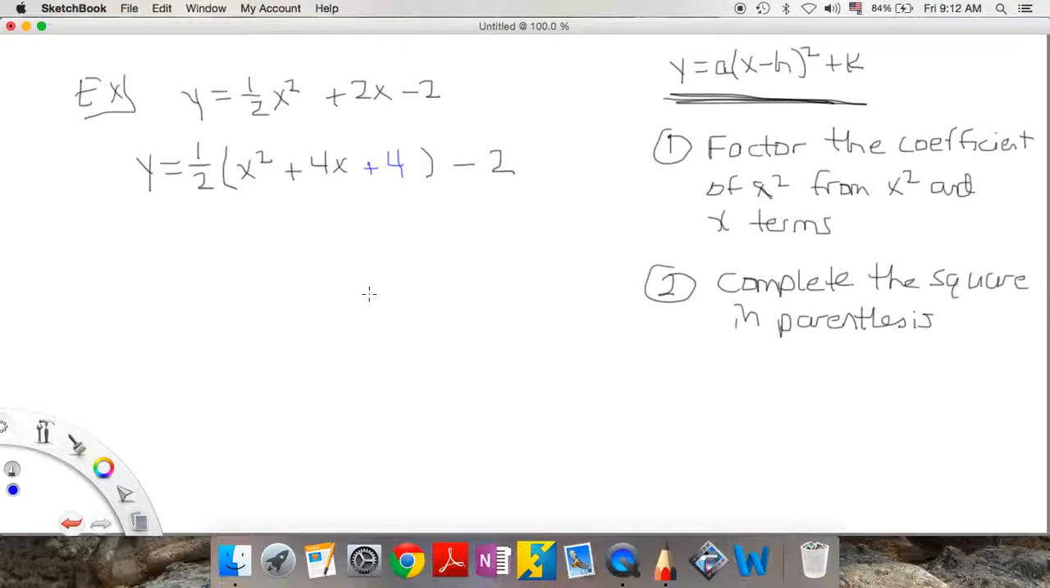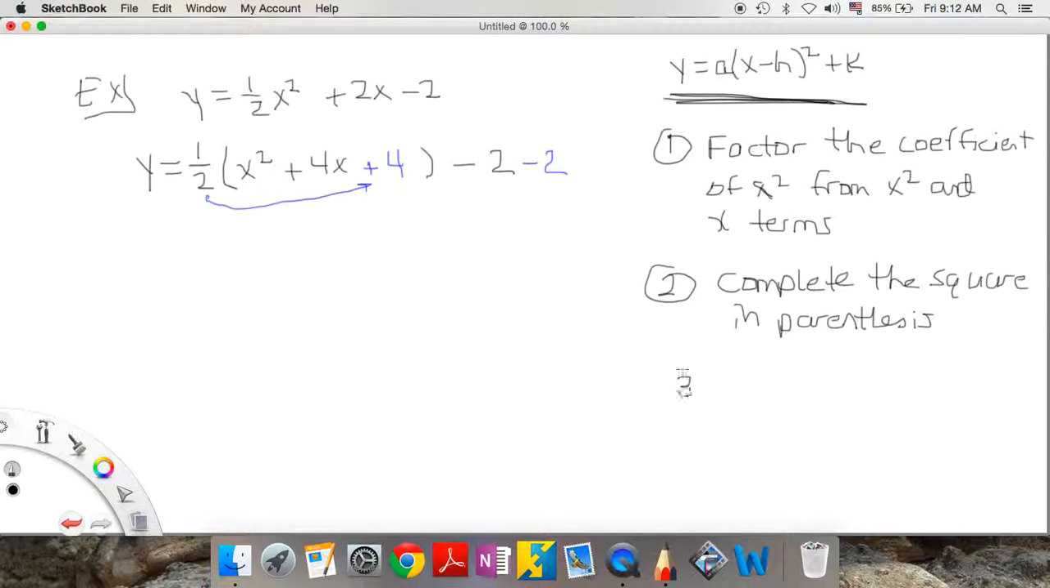Now, for this to stay the same, I can't just add 4. I've got to take it away on the other side. But you have to be careful. What did I add to the equation? I didn't add 4 to the equation. I added 1/2 times 4 to the equation. So what I really did was add 2. So that means I've got to subtract 2 off the end so that where I added 2 here, I subtract 2 here, and I haven't changed the equation at all.